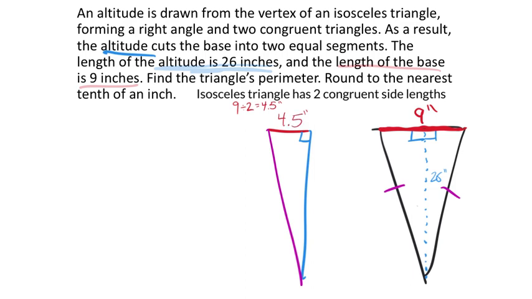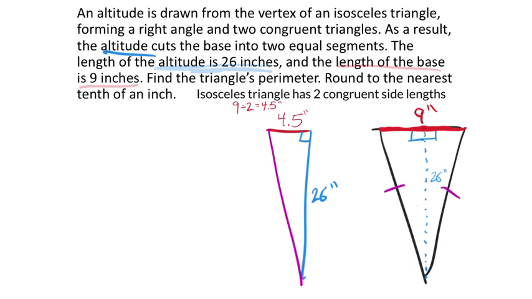And then the altitude, which I have in blue, it still is 26 inches. I guess I should have read the question. We're trying to find the triangle's perimeter. But all of this is going to be helpful in finding the perimeter. So once I find this length right here, which is the hypotenuse of this right triangle, then it will be the same as this length. And so I can take those two, add it to 9, and then that will be my perimeter.